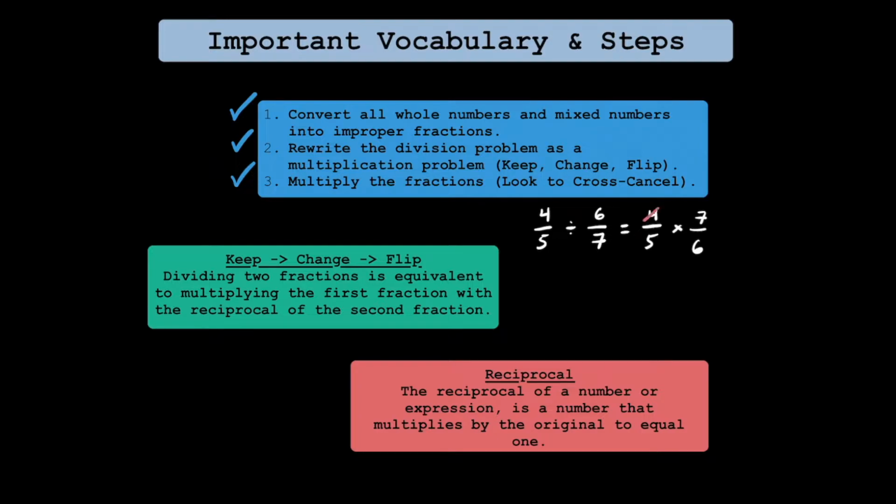Here we can see that 4 and 6 have a common factor of 2, and if we divide by that, we get 2 and 3. Now that the tops and bottoms are relatively prime, we can multiply 2 times 7 to get 14 in the numerator, and multiply 5 times 3 to get 15 in the denominator.